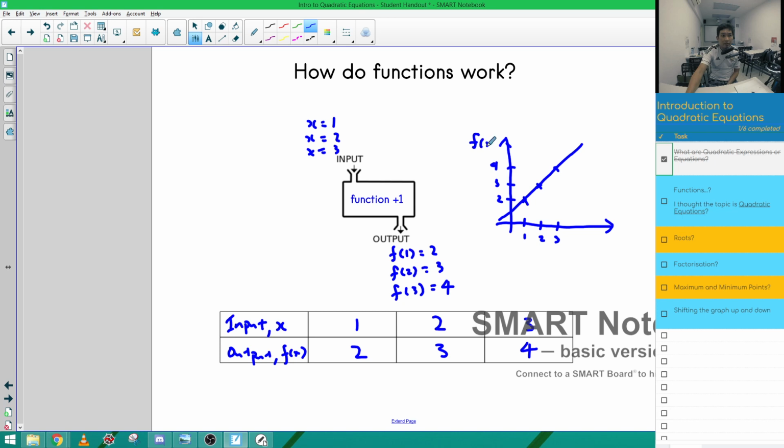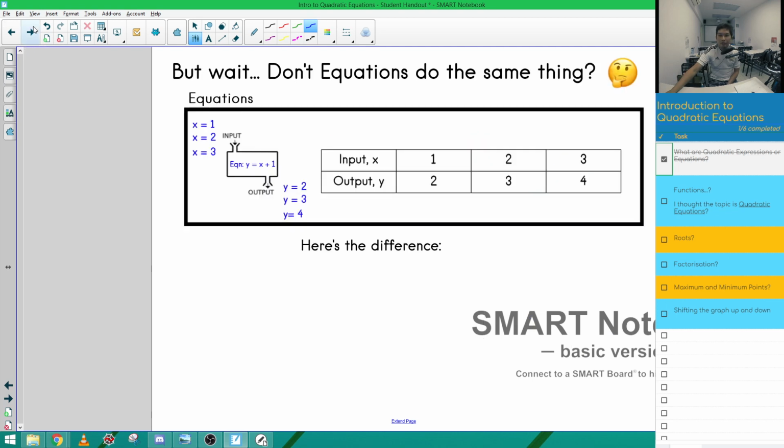This is the axis for the output. This is the axis for the input, right? So your x-axis, and instead of the y-axis, you have the f of x-axis. And this graph is f of x equals x plus 1, because it's a plus 1 function, right? So yeah, pretty cool, right? Functions, how they work. Okay, so yeah. Now the question that might be in some of your heads is that, hey, wait, don't equations do the same thing?